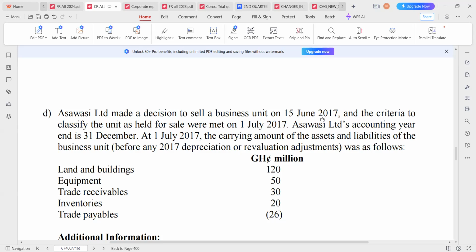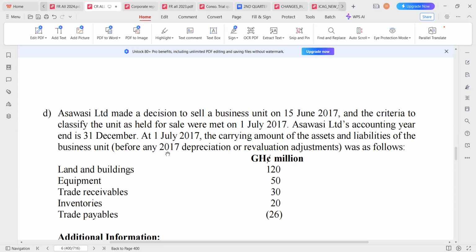So you see, this is a question they give to the final year students too. Corporate reporting, their question. Good. Asawasa Limited, accounting year end 31st December. As at 1st July 2017, the carrying amount of the assets and liabilities of the business unit before any 2017 depreciation or revaluation adjustment was as follows.